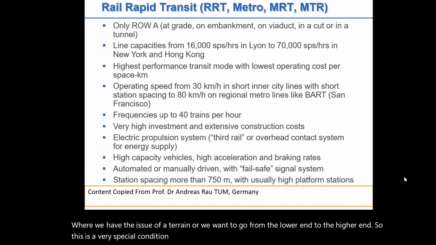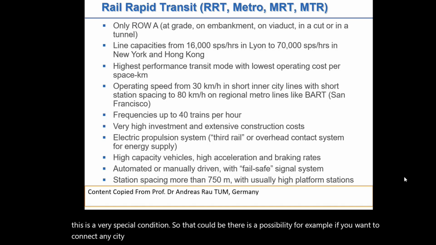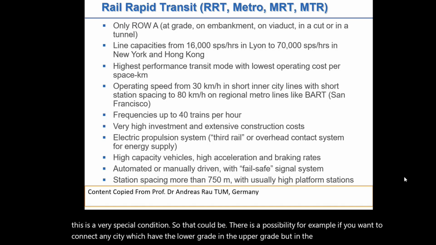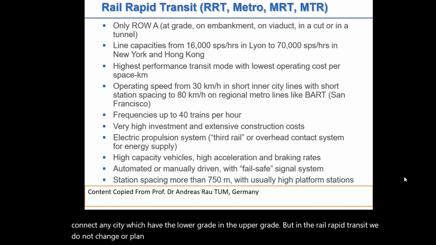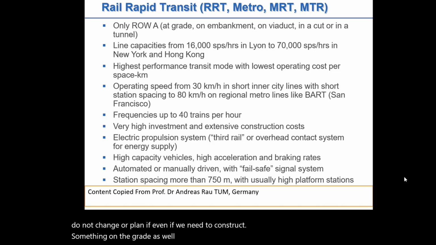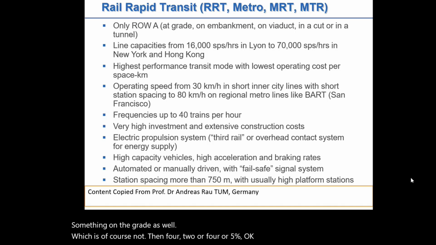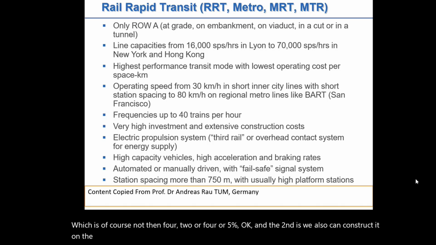So there is a possibility, for example, if you want to connect any city which has the lower grade to the upper grade. But in rail rapid transit, we actually do not change our plan even if we need to construct something on the grade as well, which is of course not more than 4 or 5%. And the second is we can also construct it on embankments as well.